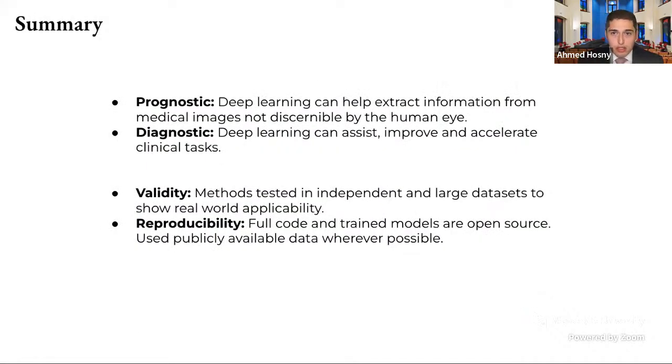And so to summarize, in the first project, we showed that we can use deep learning to extract information from medical images beyond what humans can see. In the second project, we showed that deep learning can assist and improve clinical tasks. And throughout these projects, we try to validate our models with large amounts of data from different patient populations from other hospitals. And we also try to help other researchers reproduce our results through the use of public data and through making our computational models open source whenever that is possible.